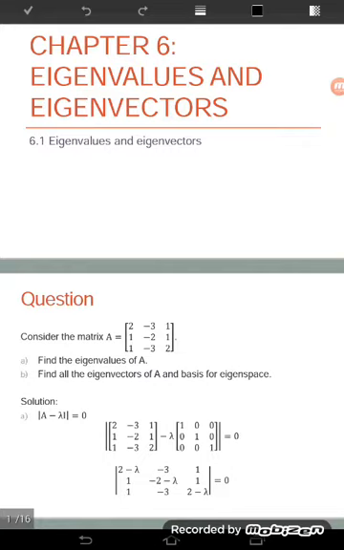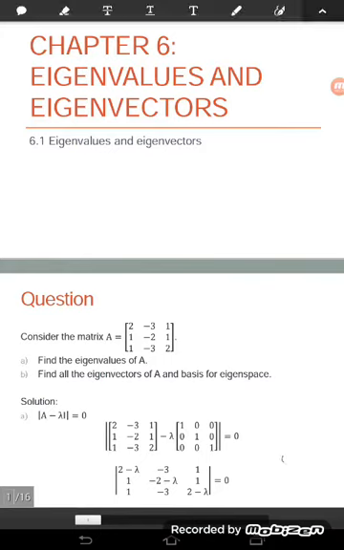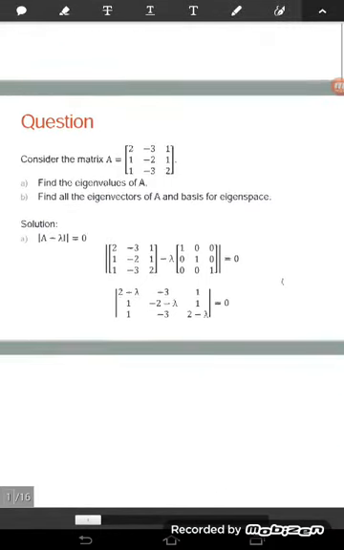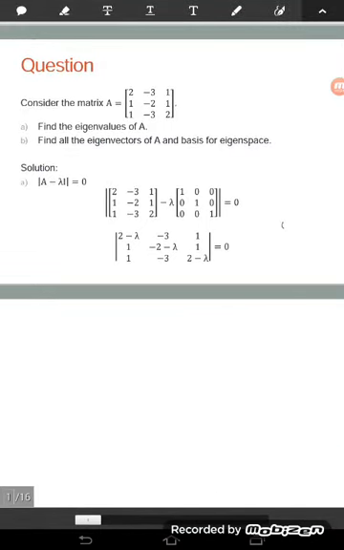Okay, so today we continue exercise. So ni saya lupa nak ubah exercise for eigenvalues and eigenvectors. Okay, so question here. Consider the matrix A is equal to this one. Find the eigenvalues for matrix A, and then find all the eigenvectors of A and basis for eigenspace.